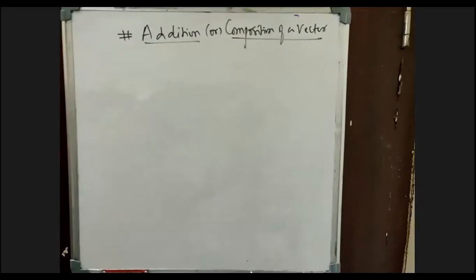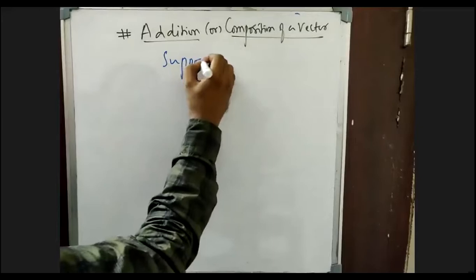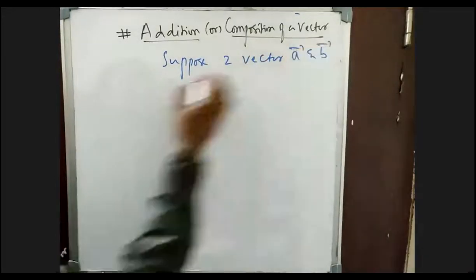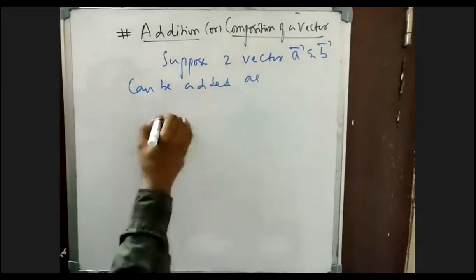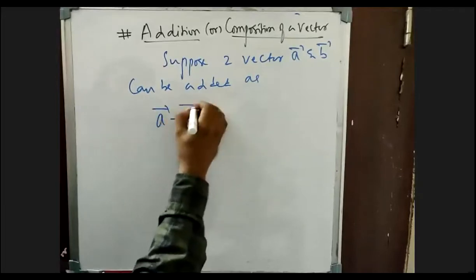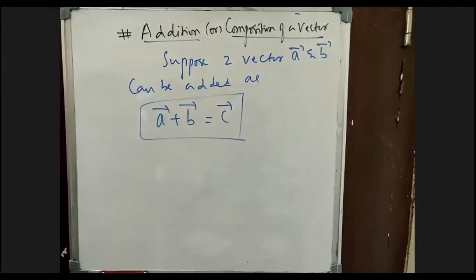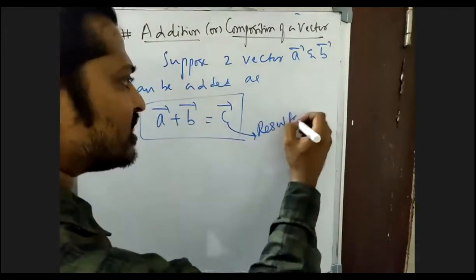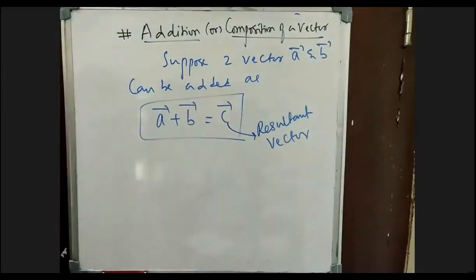Suppose we have two vectors a bar and b bar that can be added. Say for example, a bar plus b bar will give you a new vector, that is c bar. A bar plus b bar is equal to your new vector c bar, where c bar is known as a what? Resultant vector. C bar is known as the resultant vector.